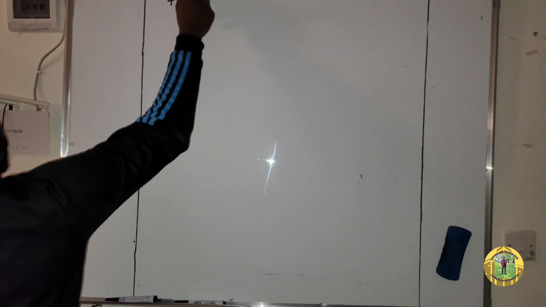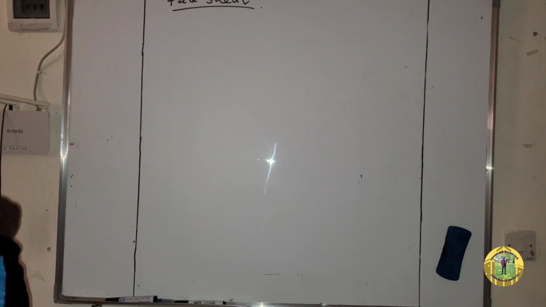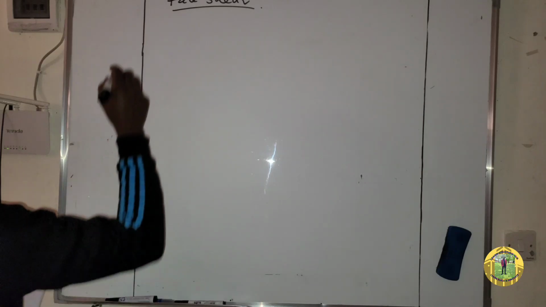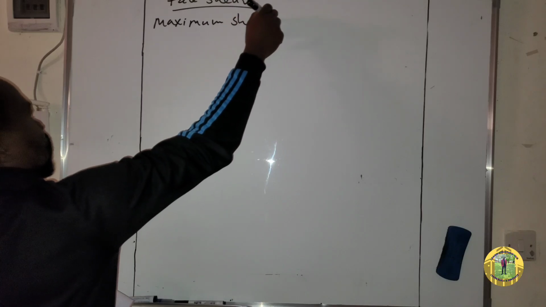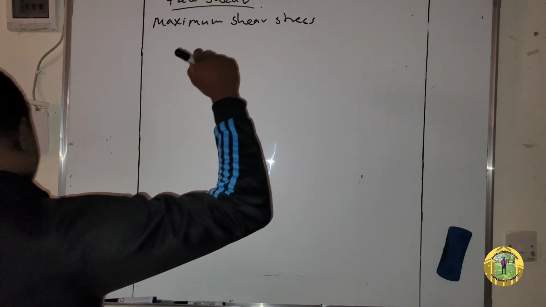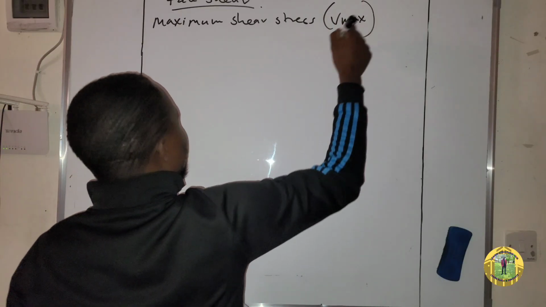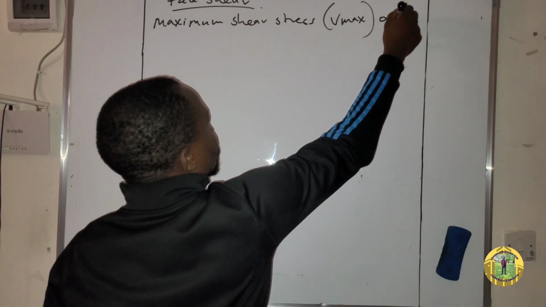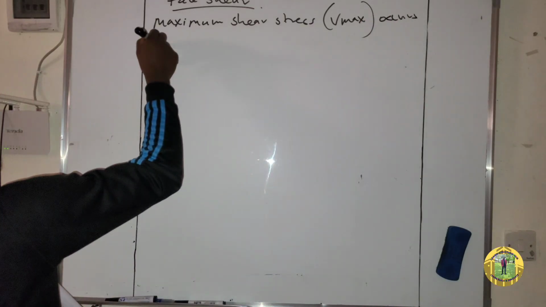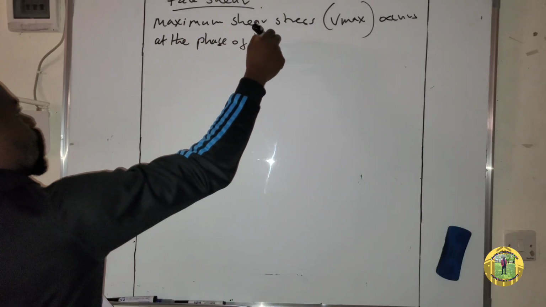We now proceed to face shear. Face shear: the maximum shear stress, V max, occurs at the face of the column.